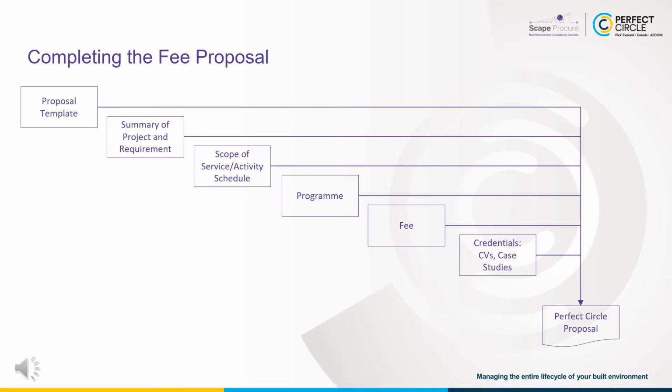Also linked to scope and activity schedule will be the fee. The method for developing a fee is covered fully in the BECS Assure module entitled Fee Proposals, so I'm not going to cover that here.